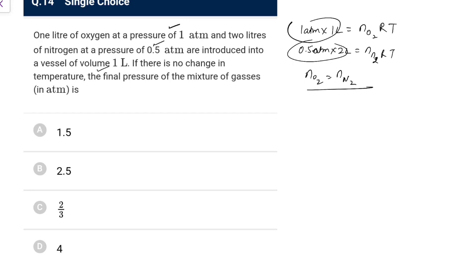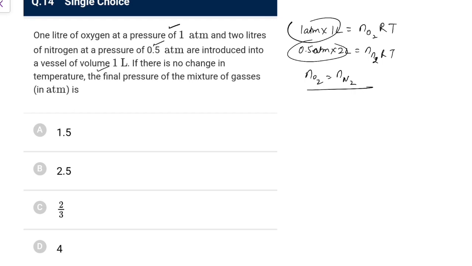That is the first thing that you can say. Into a vessel of volume a liter, if there is no change in temperature, the final pressure of the mixture of the gases is going to be... So first of all, the first thing is that the moles of both are the same. So both have the same moles.